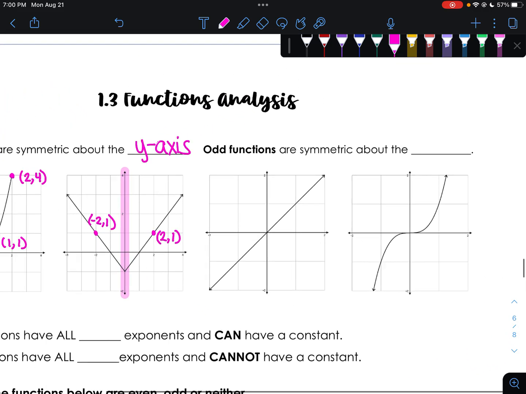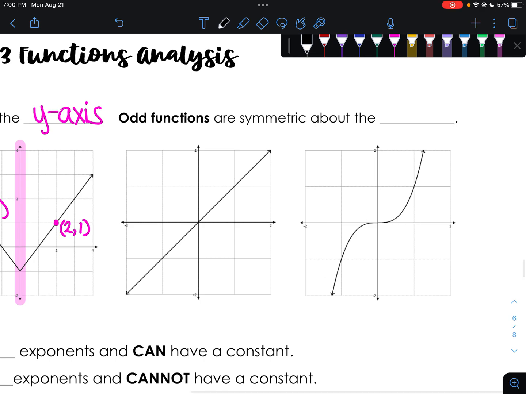Looking over at the next part, odd functions are symmetric about the origin. The origin is the center of the graph right here. So basically what this is saying is if I were to reflect this down here and then reflect it over here, it's going to line up. It's going to be the diagonals that match. So anything that's here is going to line up with anything that's there. Anything in this quadrant would line up with anything in this quadrant.